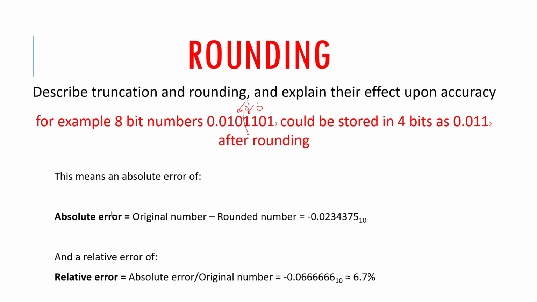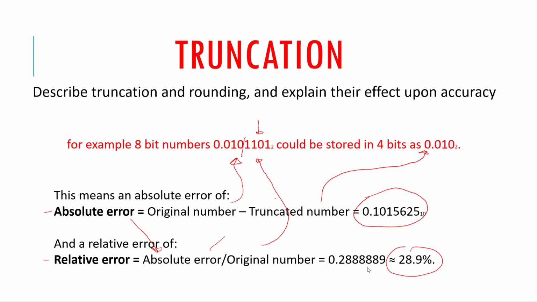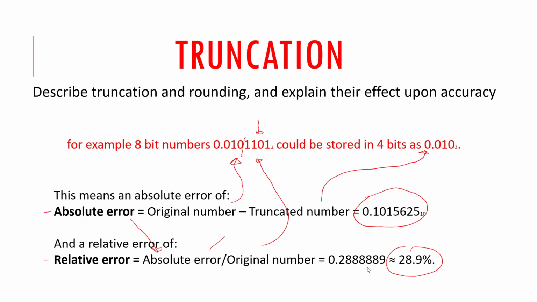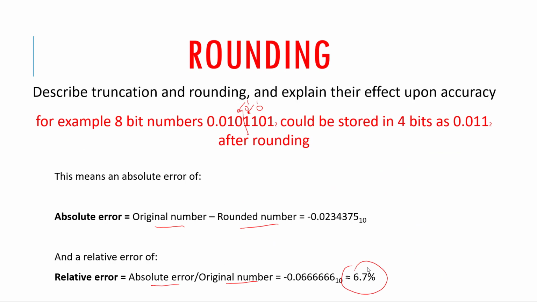And you'll do the same thing again. You'll calculate the absolute error by taking the original number minus the rounded number, and that'll allow you to calculate the relative error by the absolute error divided by the original number, and that's 6.7. So which one is more accurate? 28.9 or 6.7? Well, 6.7 is closer to 0. The closer to 0 you are, the more accurate to the original number your answer is. So the lower the number, the better. And in this case, truncation is rubbish, rounding is better.